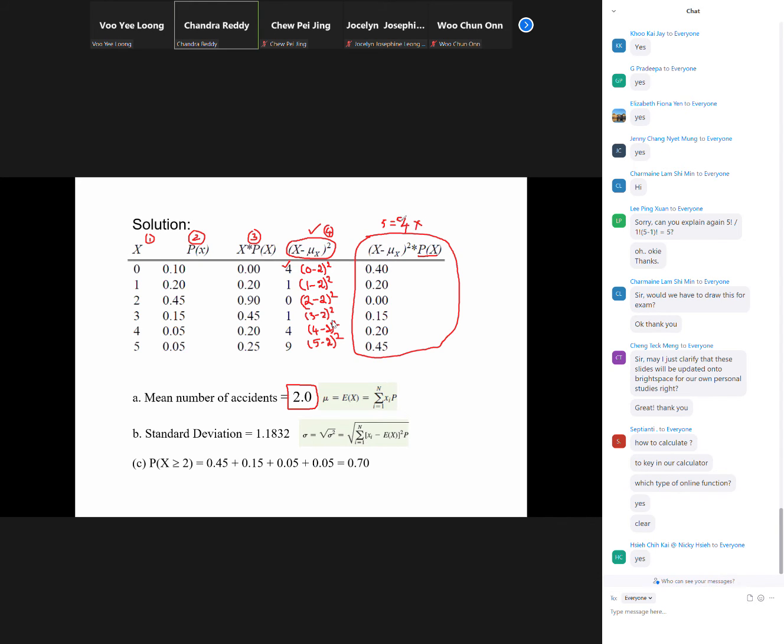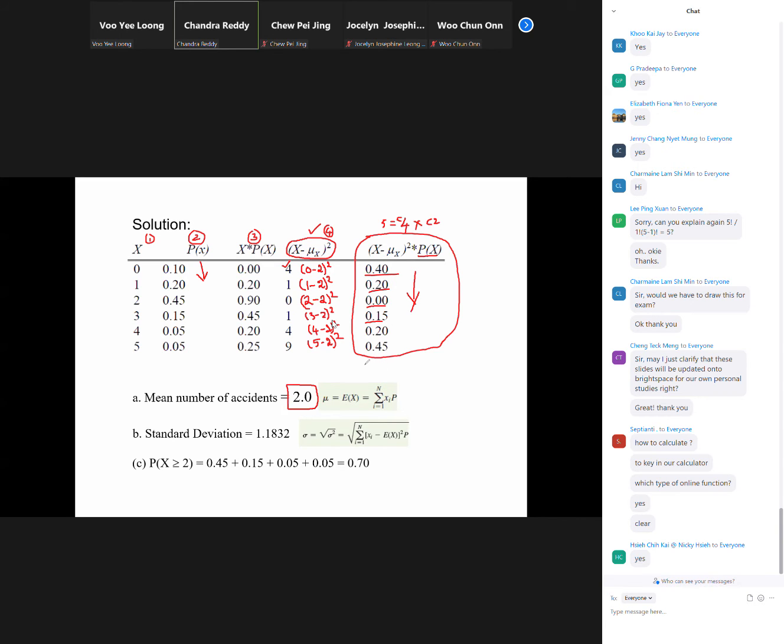So C4 multiplied by C2. Okay, so you're multiplying x minus mu whole square into probability of x. So that is column 2. X minus mu whole square is column 4. So once you do the multiplication, so 4 into 0.1, 0.4. So 1 into 0.2, 0.2. So then 0 into 0.45 is 0. Then 1 into 0.15, 0.15. Okay, so you get this column of data.